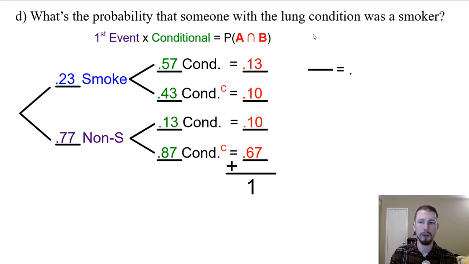What's the probability that someone with the lung condition was a smoker? So we said that overall 23% had the condition, and those that smoked and had the condition made up 13% of all the people. So 13% out of 23% would give us a 56.5% chance that if it was a person who had the lung condition, that they were a smoker.